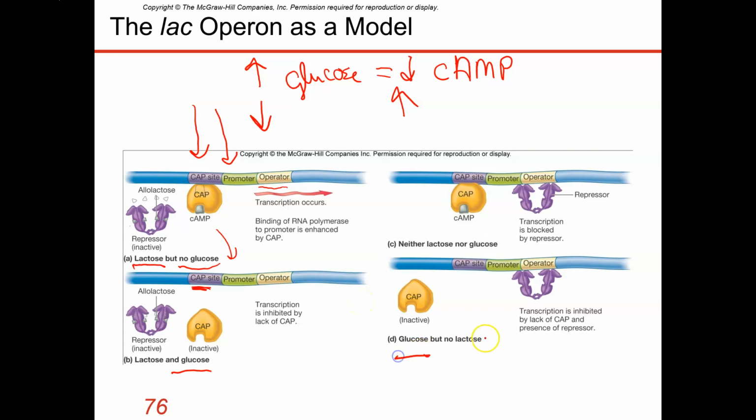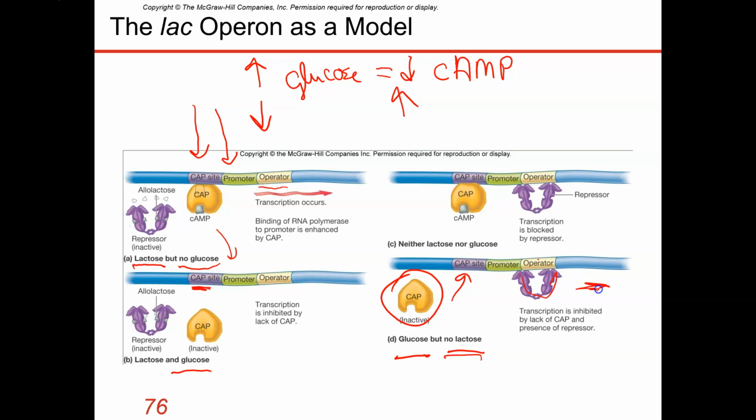Now you have glucose and no lactose. So we have glucose, which means we have no cyclic AMP, which means CAP can't bind, okay? We also have no lactose, which means there's no inducer binding. So the repressor is going to bind to the operator site. So again, we're not going to produce the structural genes.